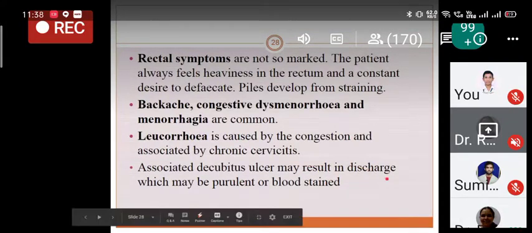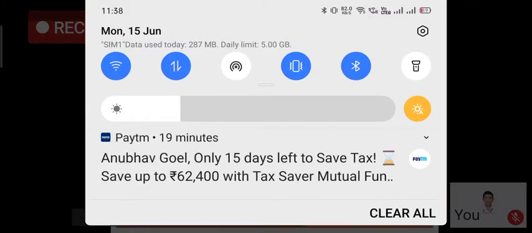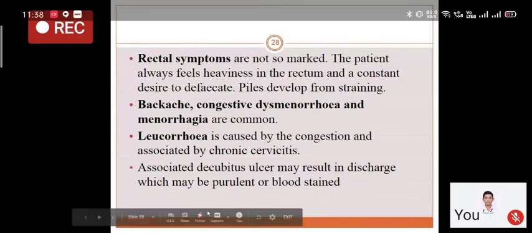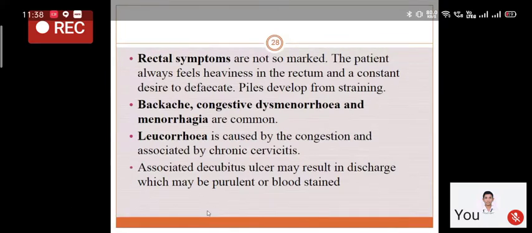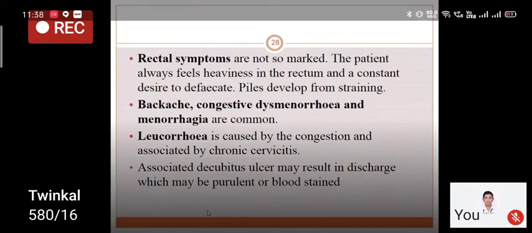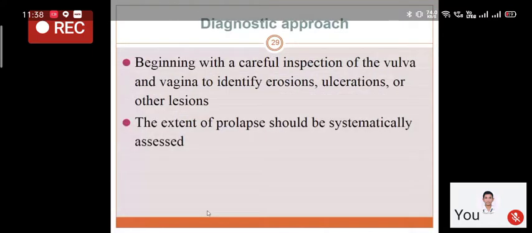And now the patient may complain of discharge, which may be purulent or blood stained. Okay, so these are the clinical symptomatology of a patient presenting with prolapse. Now, how will you examine a patient with prolapse?